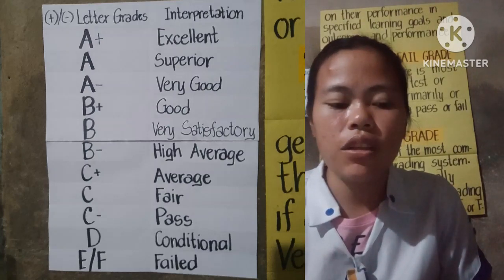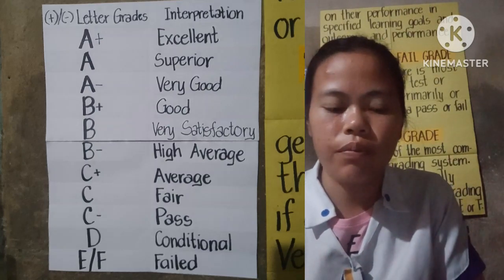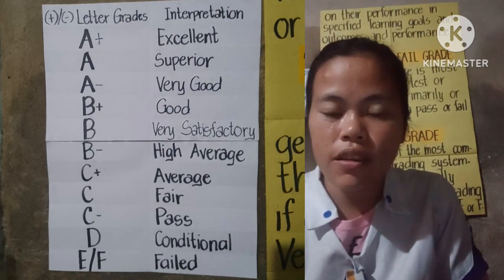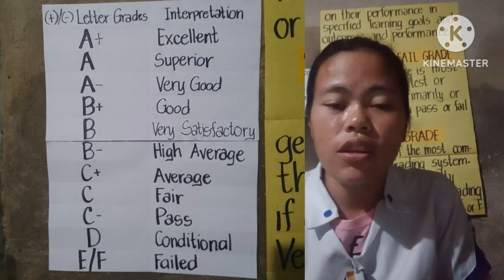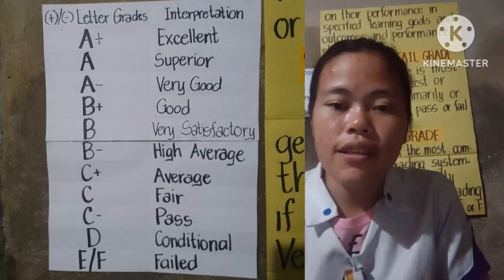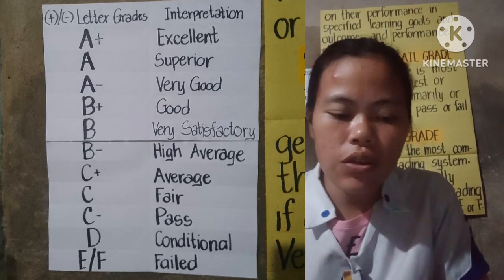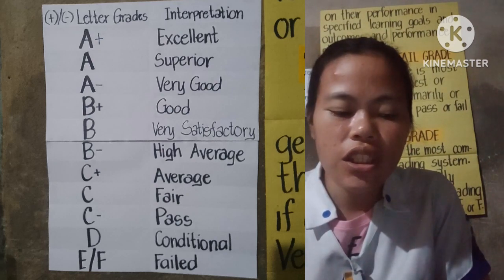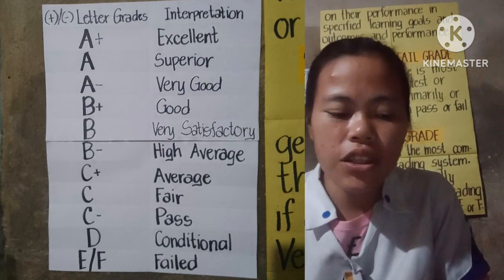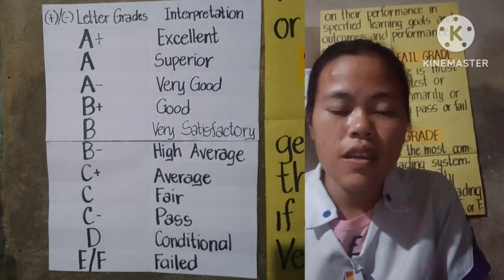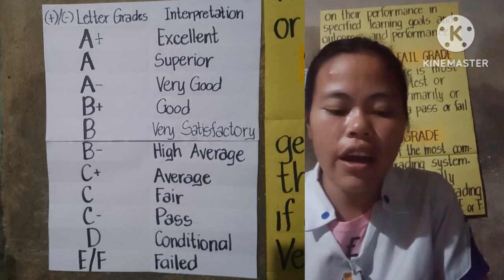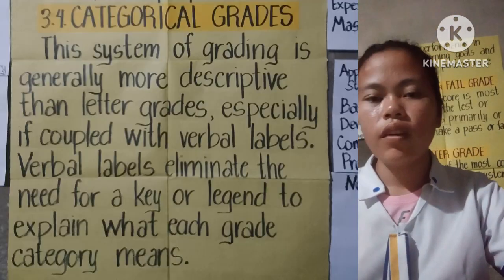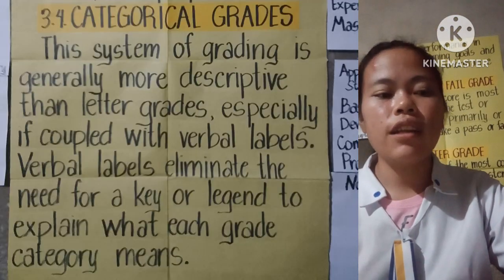So, plus and minus letter grades and their interpretation. A plus is interpreted as excellent, A is superior, A minus is very good, B plus is good, B is very satisfactory, B minus is high average, C plus is average, C is fair, C minus is pass, D is conditional, and E or F is failed. So now let's proceed to categorical grades.